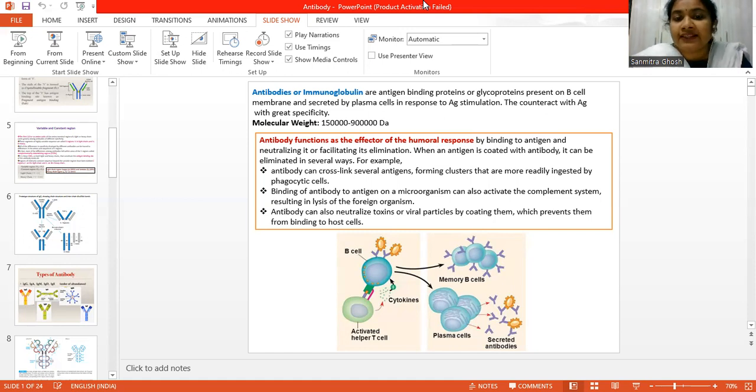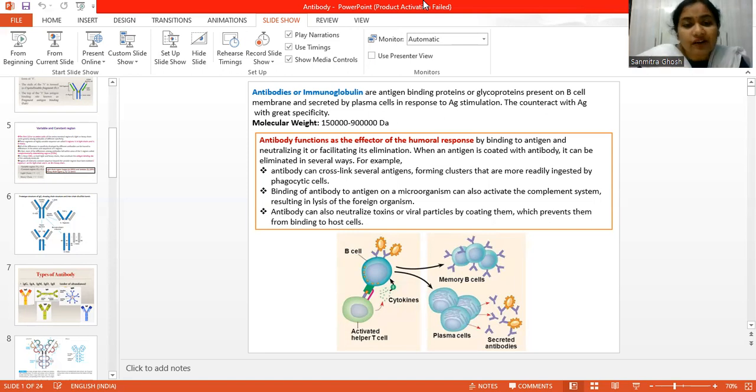There are three instances that we have mentioned over here. Number one, the antibodies can cross-link more than one antigen. And when these several antigens are cross-linked, a cluster or clumping-like structure is formed, which is much more readily ingested by the phagocytic cells. This type of antibody is also known as opsonin, and we will have the idea about them in our later sessions.